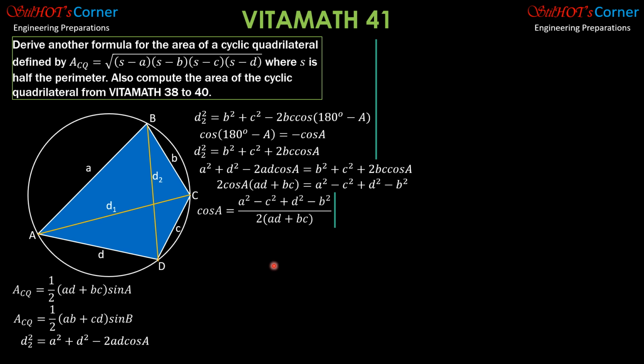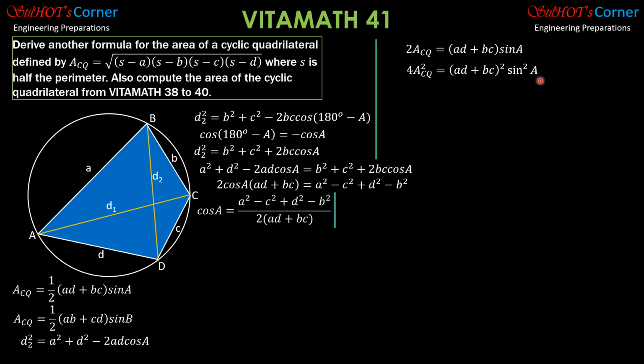Then going back to area of cyclic quadrilateral from here. So 2 times area, because this is 1/2, 2 times area of cyclic quadrilateral is equal to (AD plus BC) sine of angle A. So squaring, for area of cyclic quadrilateral squared equals quantity AD plus BC squared, sine squared of angle A.